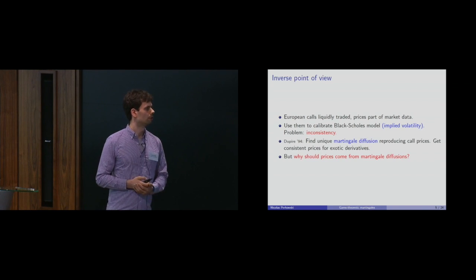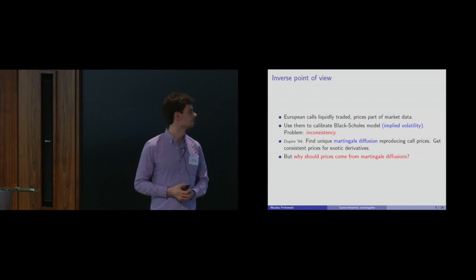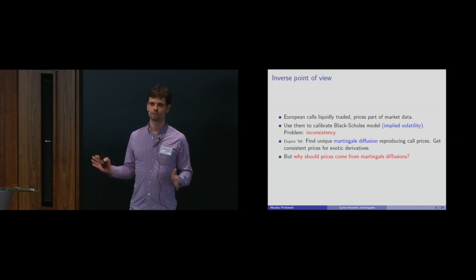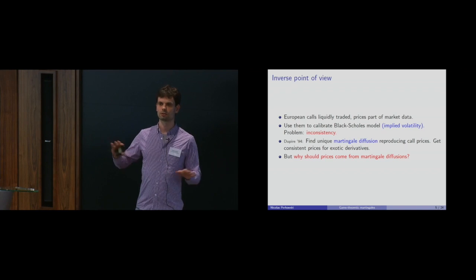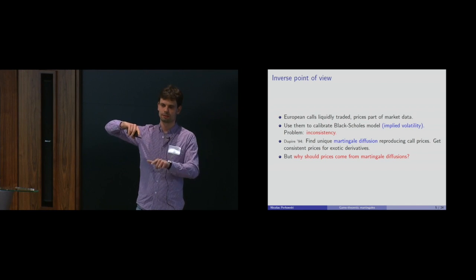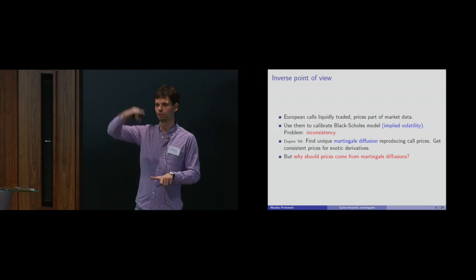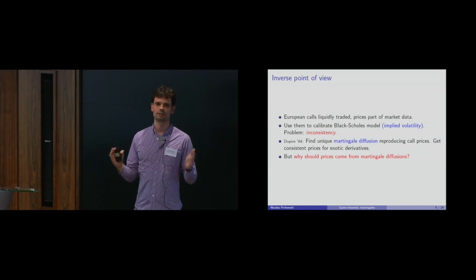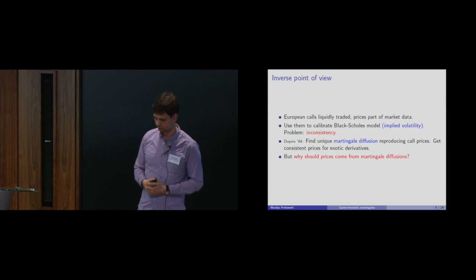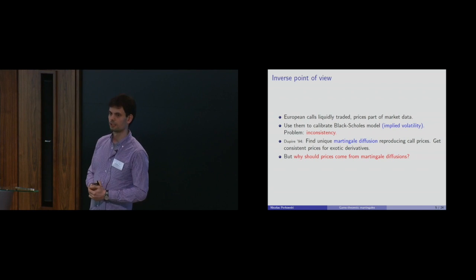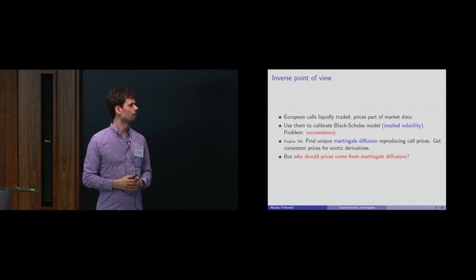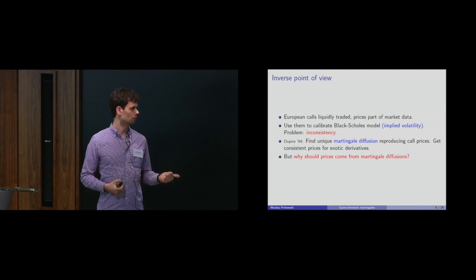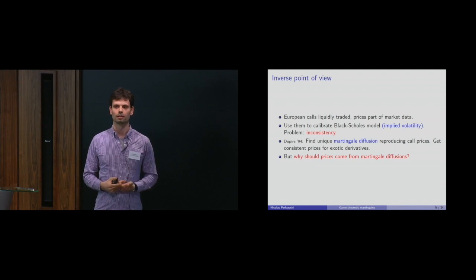What Dupire observed in '94 is that, okay, let's assume we know all call prices for all strikes and all maturities. So you have a surface, right? You have a two-parameter thing, strike and maturity, and for each you get a value. Assume we know this surface and some mild non-degeneracy conditions are satisfied. Then you can find a unique model which reproduces all these call prices and which is a diffusion, so it's a Markov process, and it's a martingale.